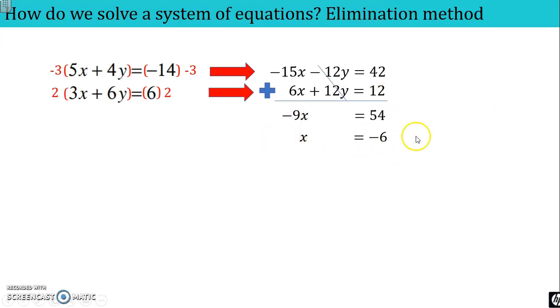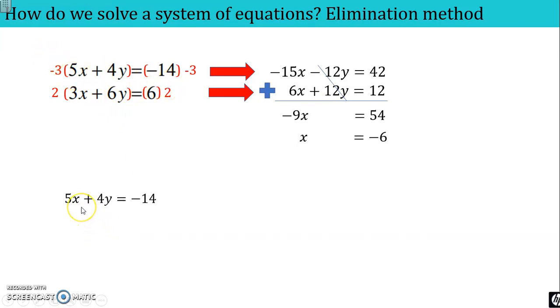I'm going to take this variable that I now know, and I'm going to plug it in. I can either plug it into this original equation, or either of the equations after I manipulated them. It really doesn't matter. For this problem, I decided to take this equation.